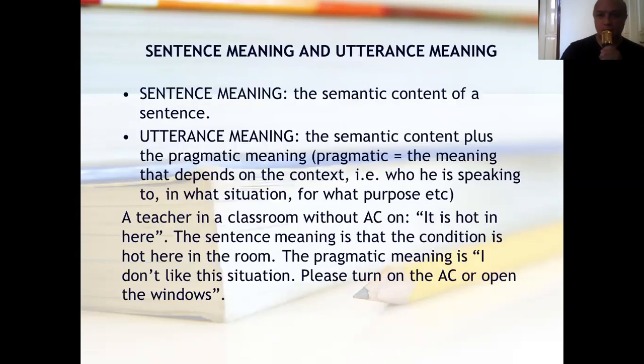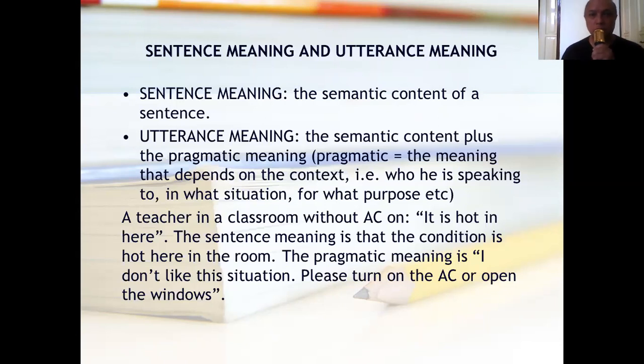Okay, next slide is sentence meaning and utterance meaning. Sentence meaning is the semantic content of a sentence. So it's really the meaning of that sentence. Utterance meaning, on the other hand, is the semantic content plus the pragmatic meaning. Now note here, the word pragmatic means the meaning that depends on the context. That is, context means who he is speaking to, in what situation, for what purpose. Those are the pragmatic elements.